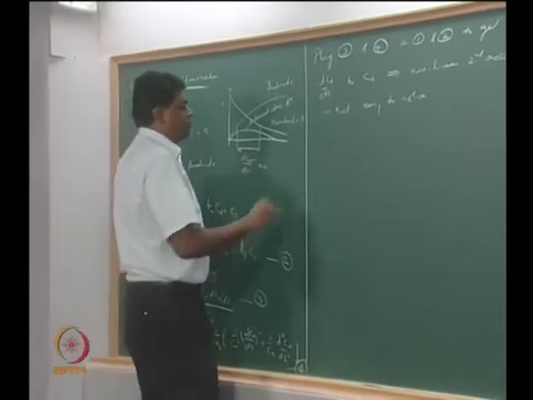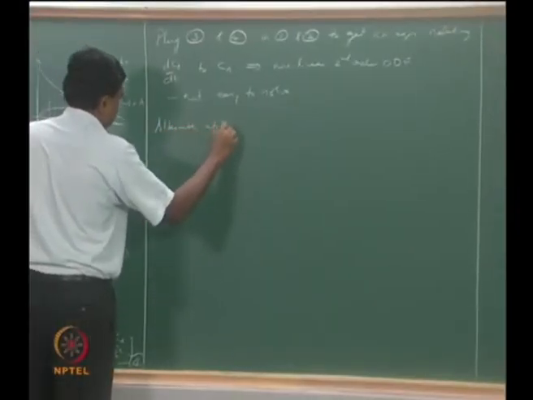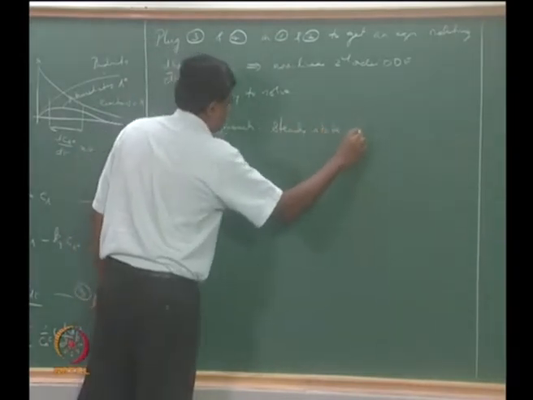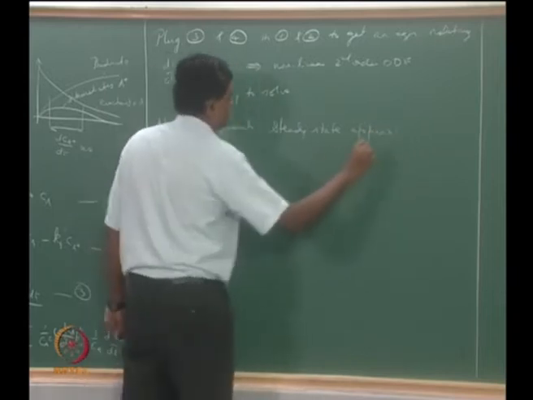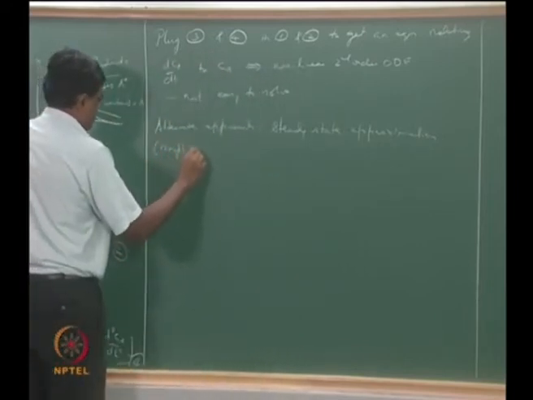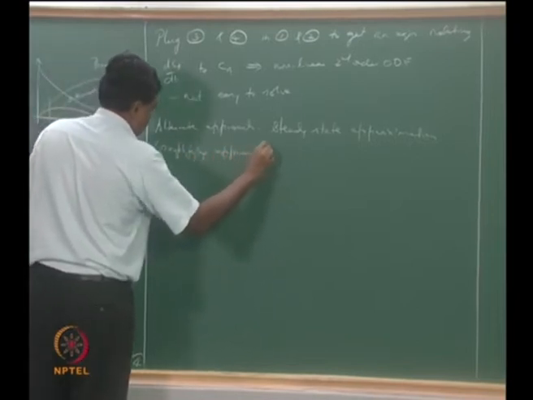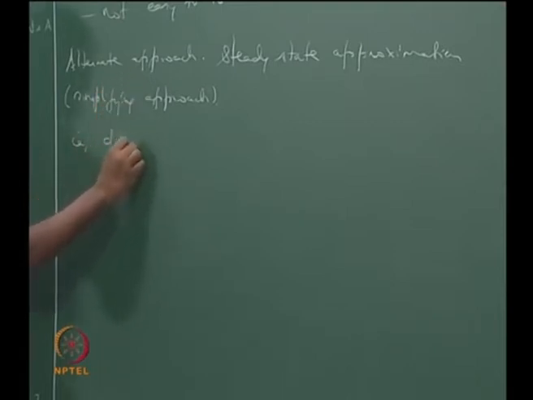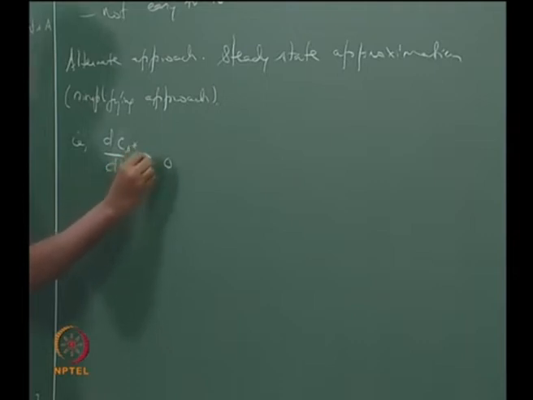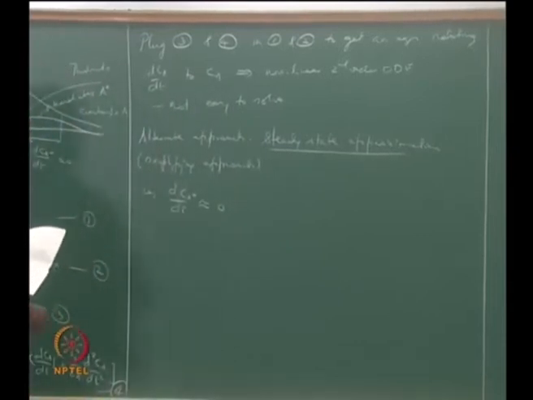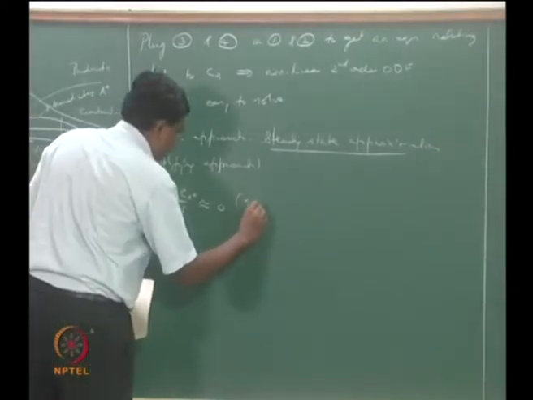So the alternate approach is the steady state approximation. This is a simplifying approach. That is, we now say dCA star over dt is approximately equal to 0. The moment you say that, we are essentially trying to adopt the steady state approximation and say dCA star over dt is approximately zero. You should probably say this is quasi steady state.